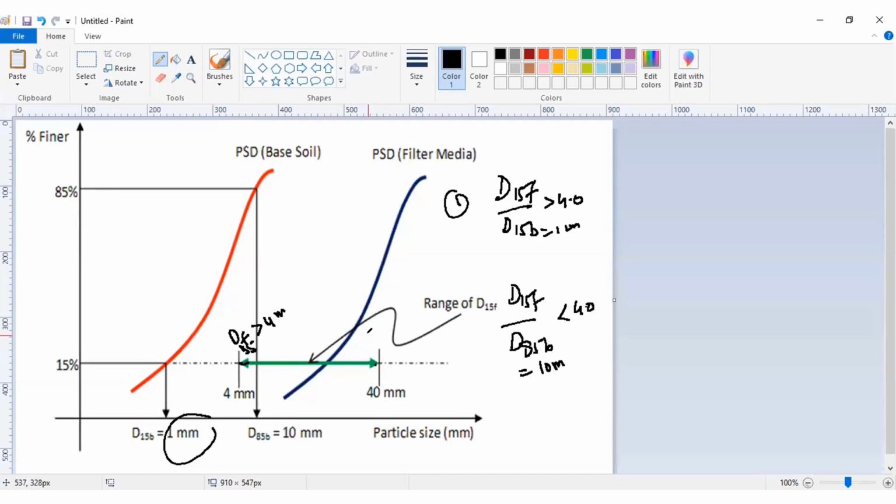And from the second criteria, I'm going to get the value of D15F less than 40 mm. So what am I going to get? I'm going to get a range of D15F. Now, Terzaghi says that if you want to obtain the particle size distribution of the filter media, you draw a line which may be parallel to the particle size distribution curve of the base soil, but it should definitely fall within the range.